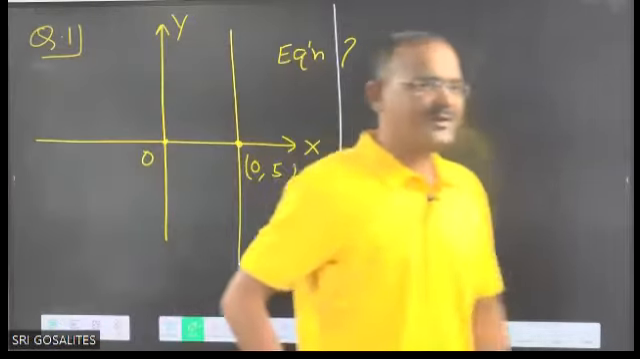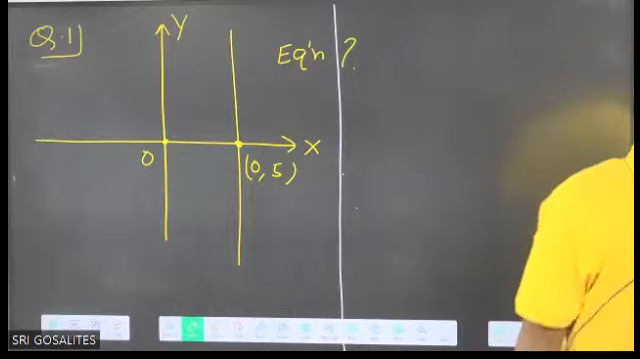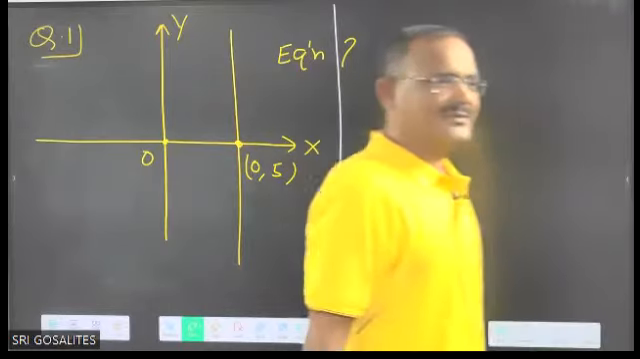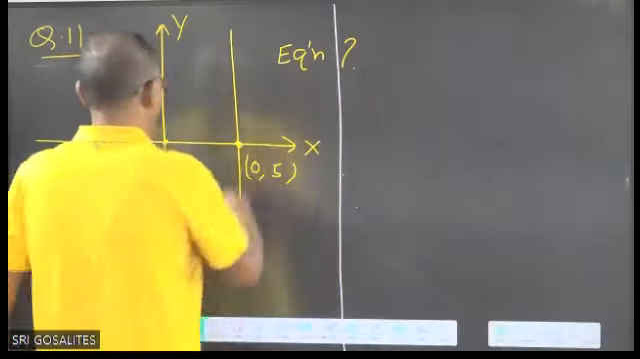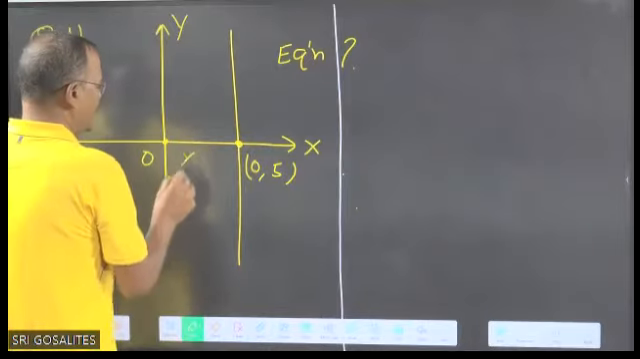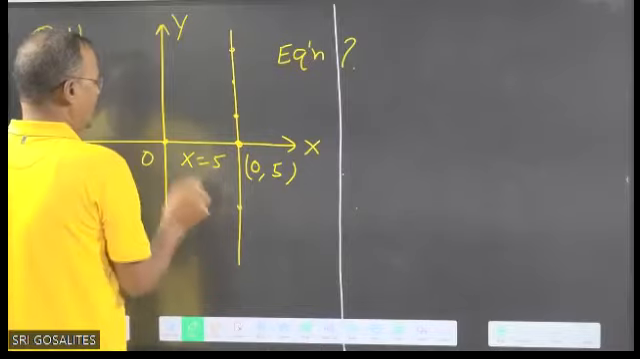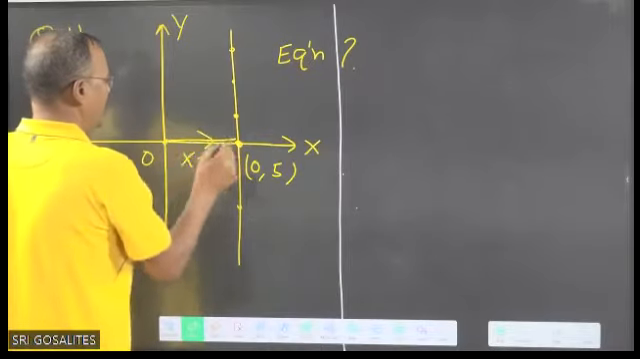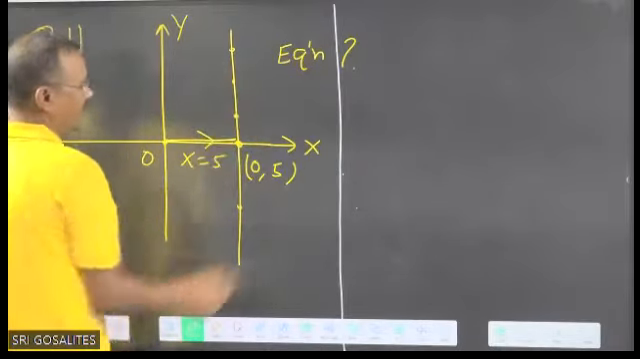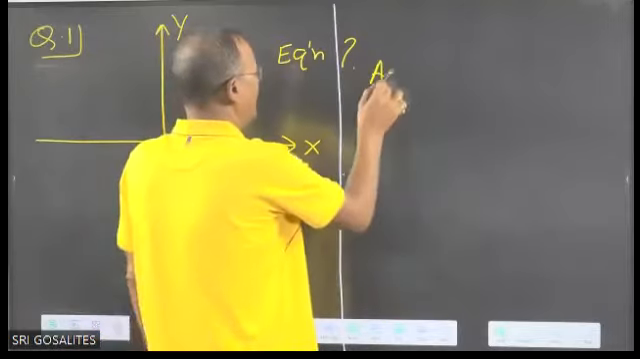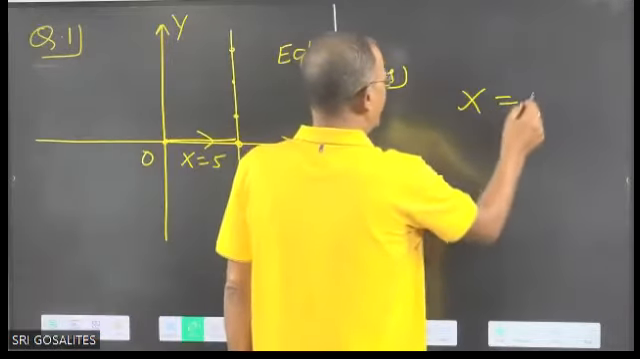Now, this line is parallel to the y-axis. So x coordinate is fixed everywhere. What is the x everywhere? 5. How far every point is from y-axis? 5. So equation of this line will be what? X equal to 5.